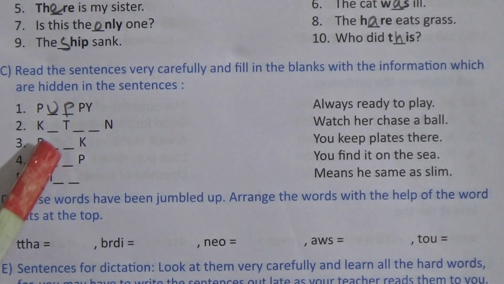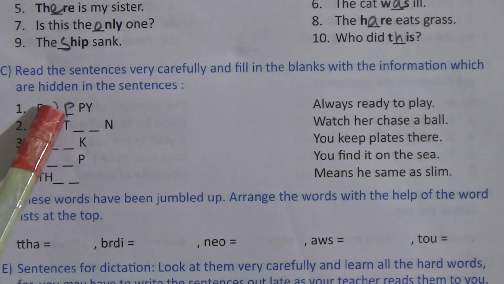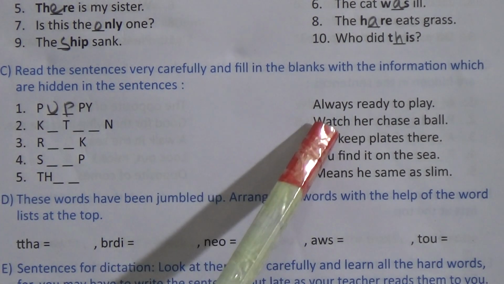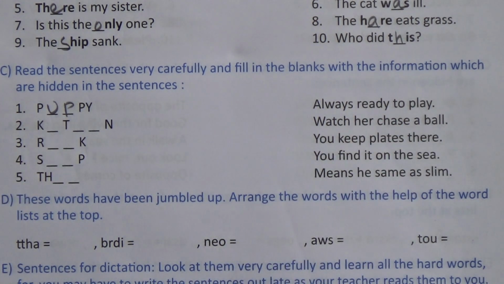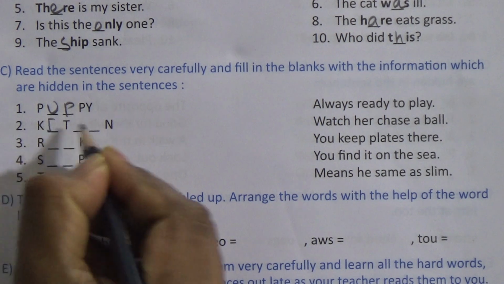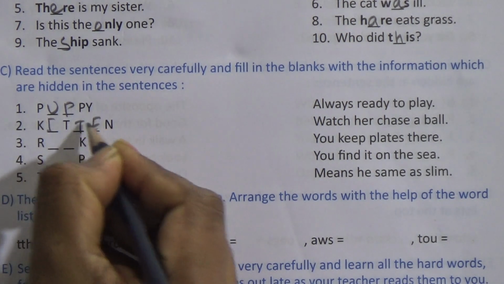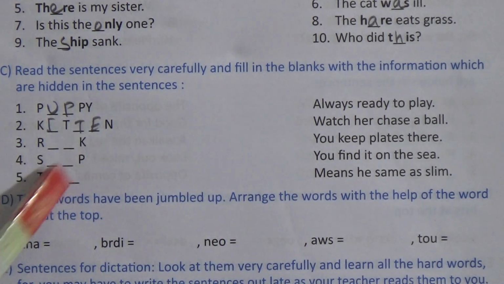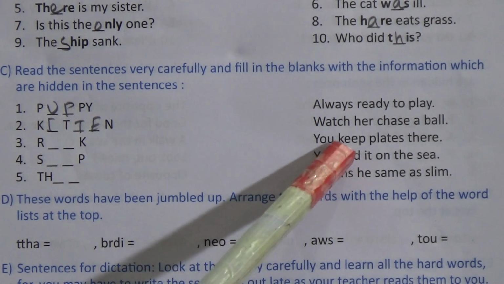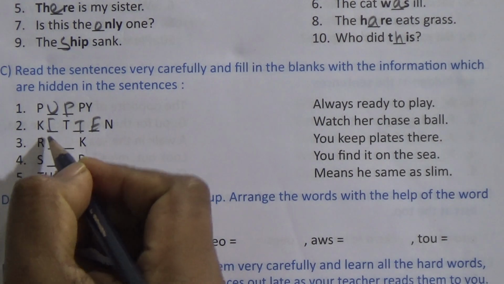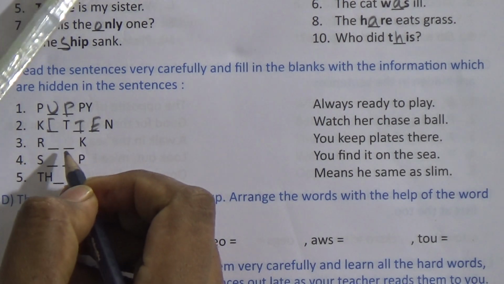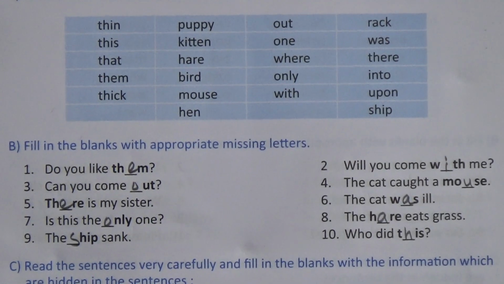P-U-P-P-Y. Dear students, this answer would be puppy. Then 2. Was her cat a ball? So it would be kitten, K-I-T-T-E-N. Number 3. You keep plates there. So it would be rack. So you will get rack here. Okay. R-A-C-K.